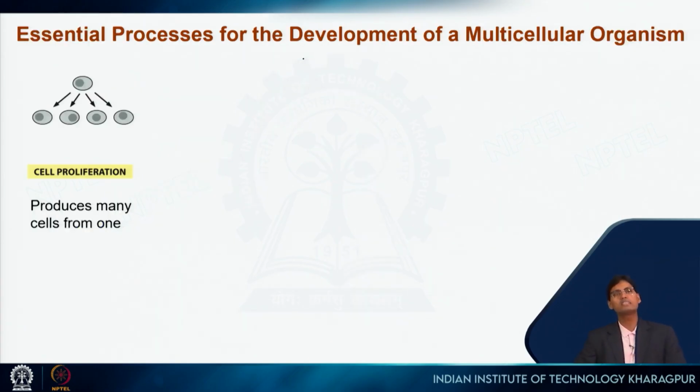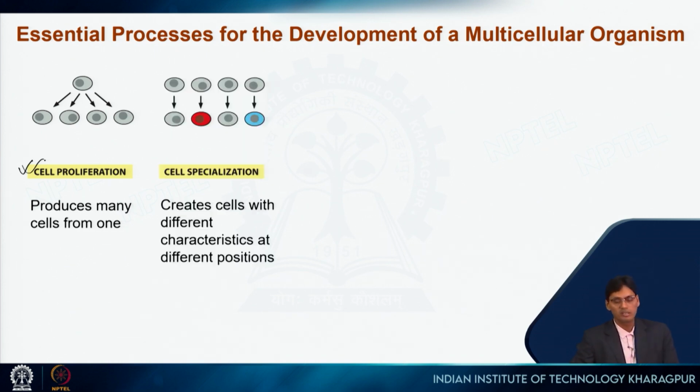These are the essential processes for the development of a multicellular organism. One important thing is cell proliferation, which produces many cells from one cell. As I already mentioned, for example, every individual like a human starts from just one cell, a zygote, and in the adult individual, approximately 10 to the power 13 cells are present. So you can understand that cell proliferation is very important, producing many cells from just one cell.